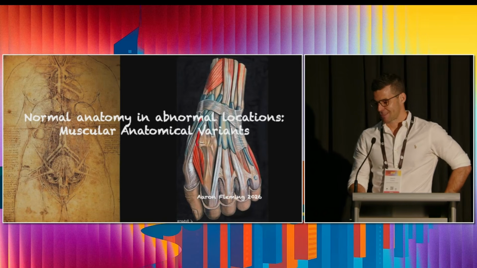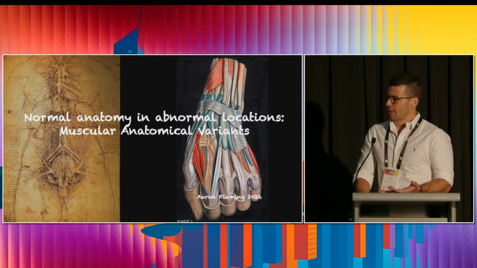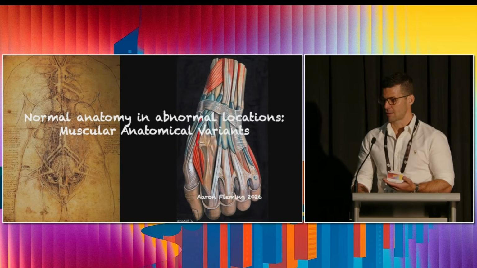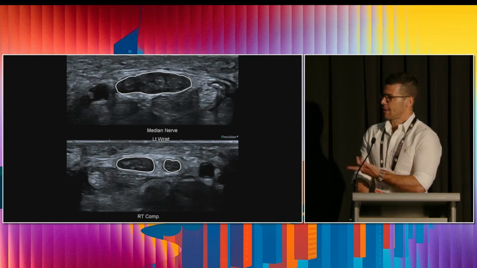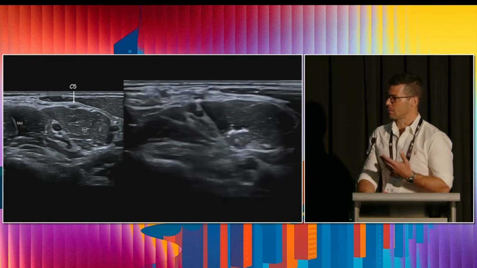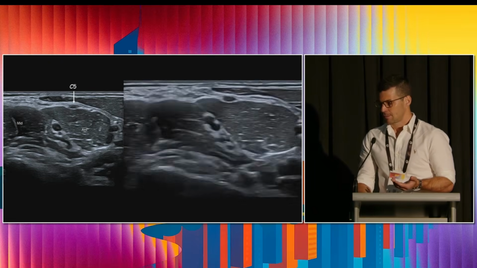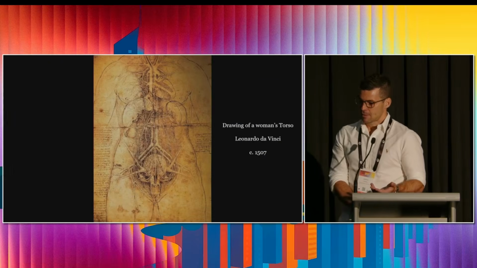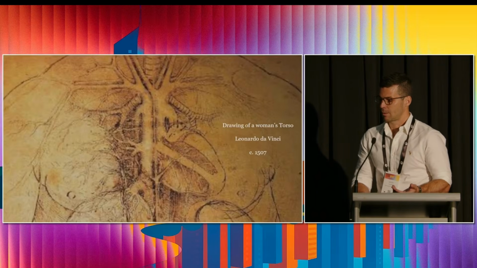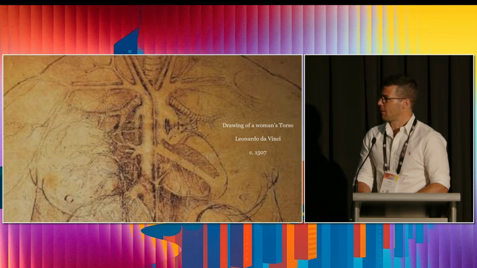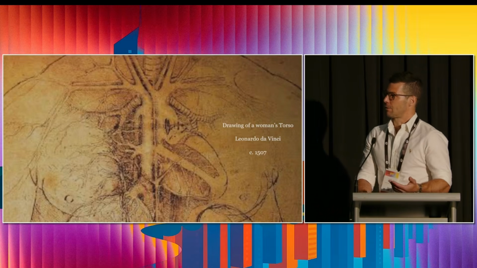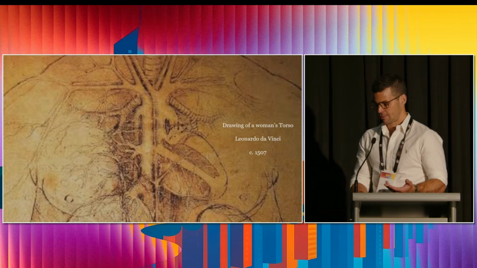And here I am. I've been asked to speak specifically about muscular anatomical variants, and in doing so, it's really difficult not to touch on some of the neural variants that we encounter, such as a bifid median nerve, or a C5 piercing variant responsible for a number of thoracic outlet symptoms. It's difficult not to touch on some of the vascular variants that we encounter, such as a persistent median artery or a bovine aorta, as depicted in Leonardo da Vinci's 1507 masterpiece drawing of a woman's torso. The left common carotid shares its origin with the brachiocephalic artery.